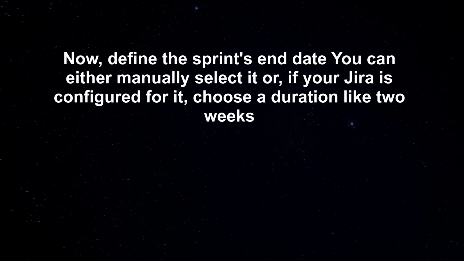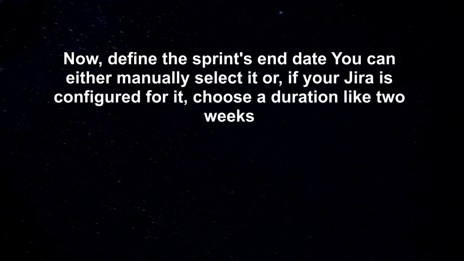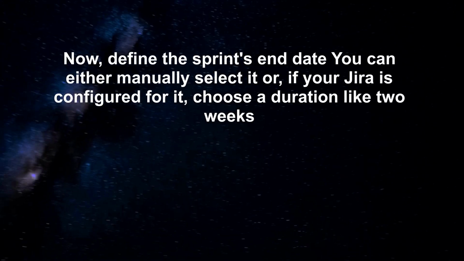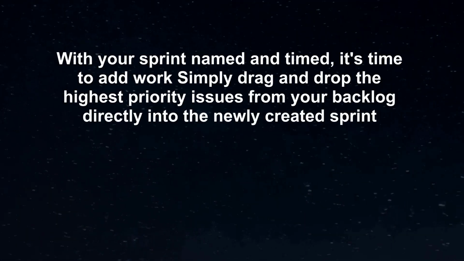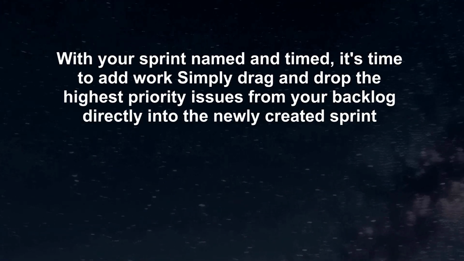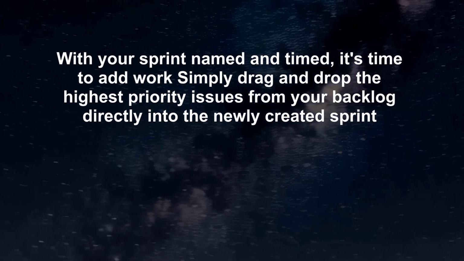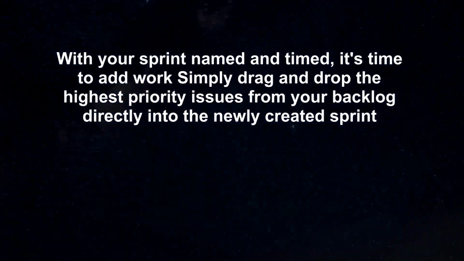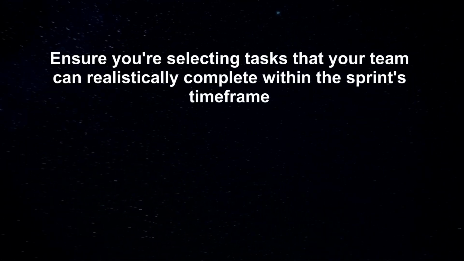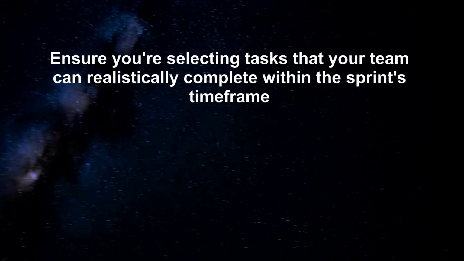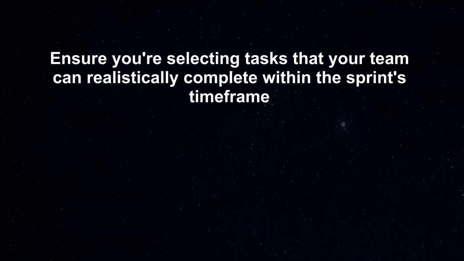Now, define the sprint's end date. You can either manually select it or, if your Jira is configured for it, choose a duration like 2 weeks. With your sprint named and timed, it's time to add work. Simply drag and drop the highest priority issues from your backlog directly into the newly created sprint. Ensure you're selecting tasks that your team can realistically complete within the sprint's timeframe.